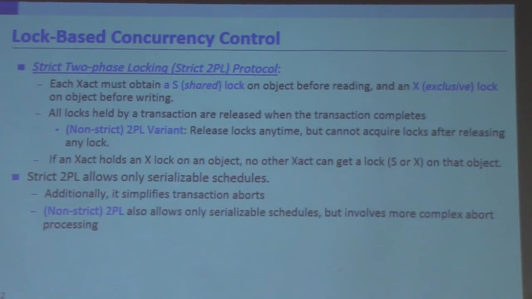Now here are the important claims. Strict two-phase locking allows only serializable schedules, and it does not introduce cascading aborts. So it only allows serializable schedules and does not allow cascading aborts. What about non-strict two-phase locking? Non-strict two-phase locking also only allows serializable schedules. But at the same time, it may introduce cascading aborts. So that's the subtle difference between the two.